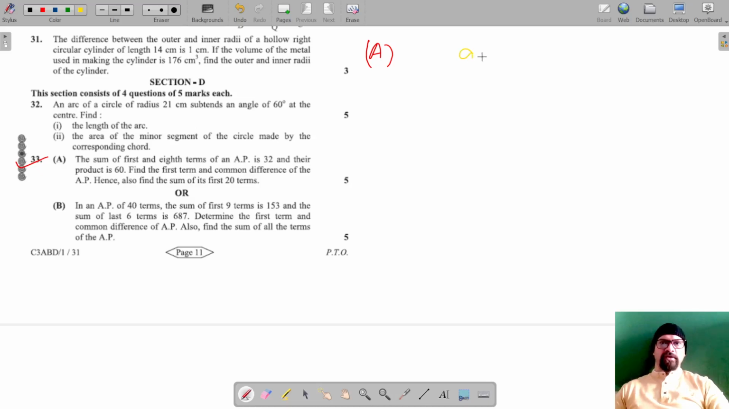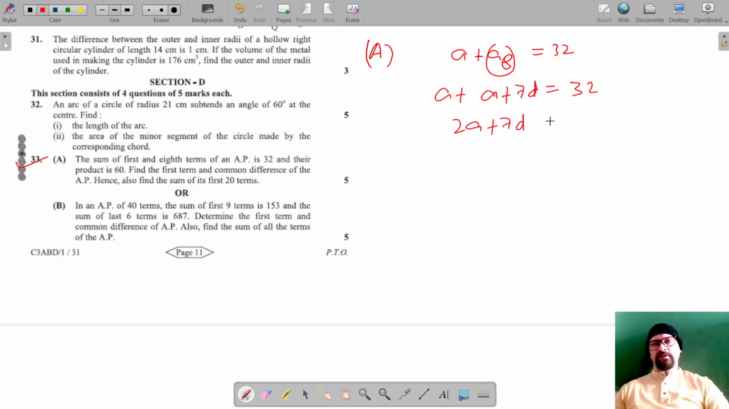So the first term is a, and the eighth term is a8. Let's get the equation from there. a plus a8 is equal to 32. Now, if we use the nth term formula, a8 is a plus 7d, so a plus a plus 7d is equal to 32. So this is 2a plus 7d equal to 32, and let's get the value of a here. So a is 32 minus 7d by 2. Let this be the first equation.